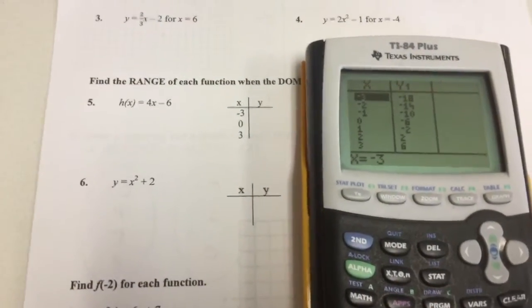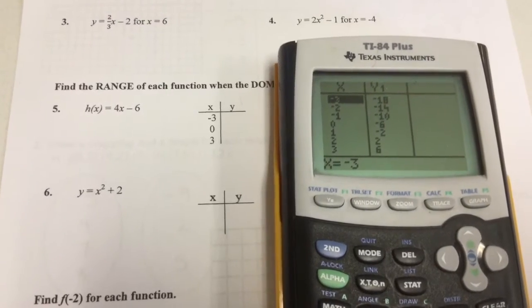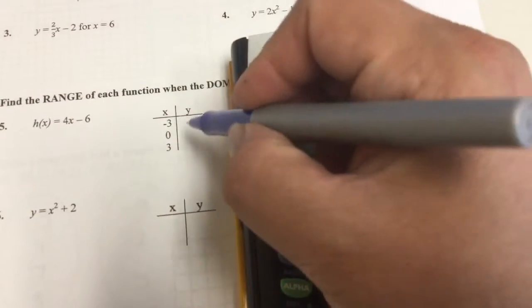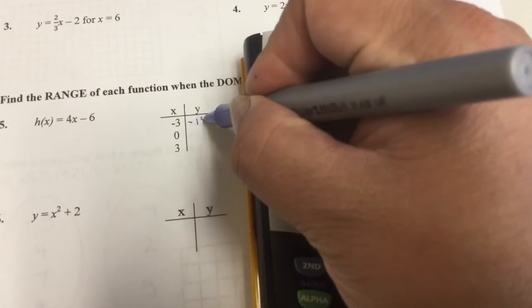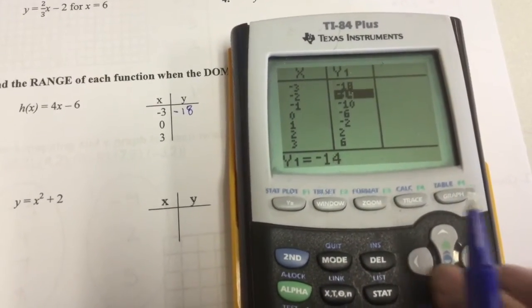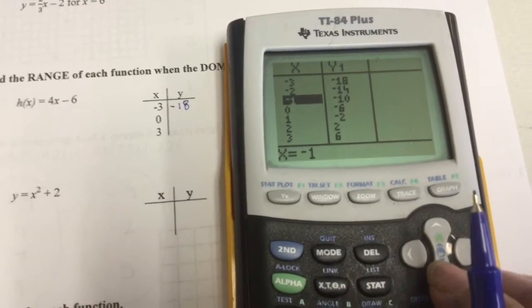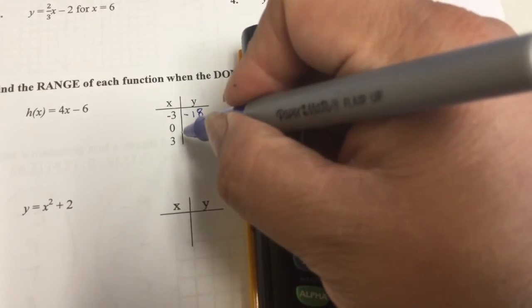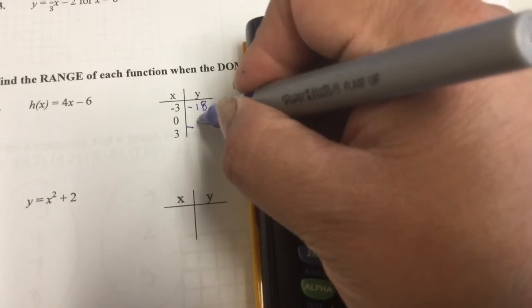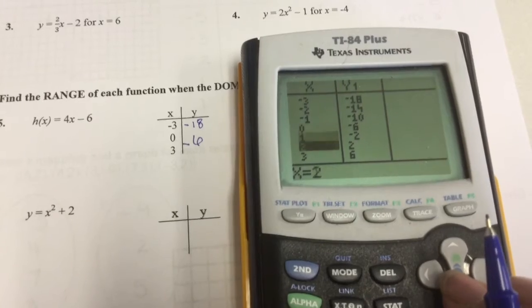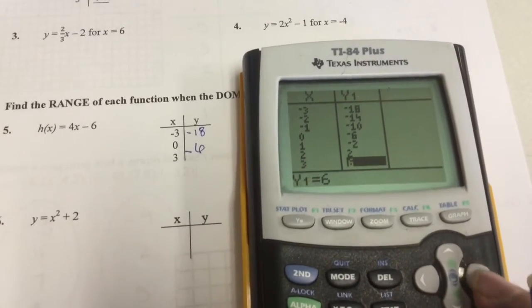So I'm going to write when x equals -3, my y is -18. So on the right side, I'm writing -18. When my x equals 0, my y equals -6. When my x equals 3, my y equals 6.